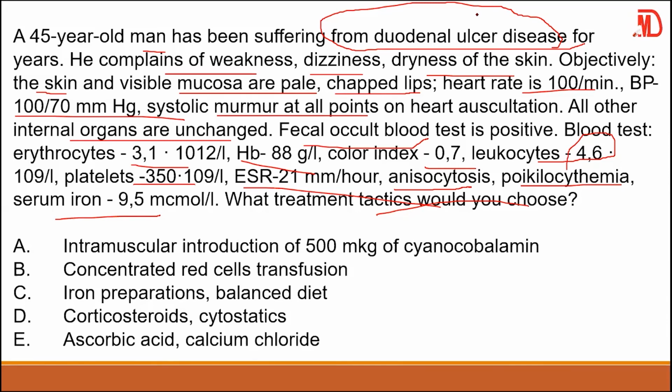But here's the case. We're having a color index even lower than normal. The normal is supposed to be around 0.8 to 0.9, or 0.85 to 0.95, something like that. But here we have what? 0.7. So again, we have two differentials, either B12 or iron deficiency. So of course, if it is not B12, then your answer is what? Iron deficiency. So how are you going to treat this person? Of course, iron preparation with a balanced diet.